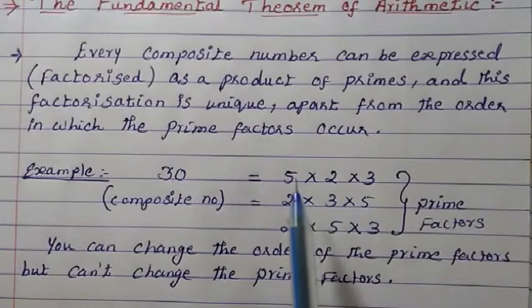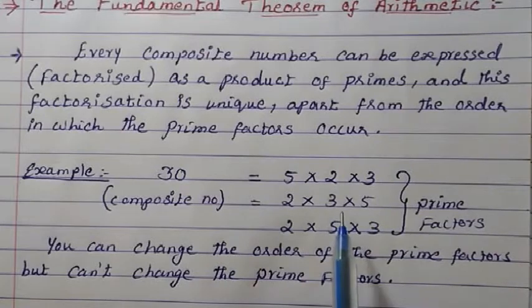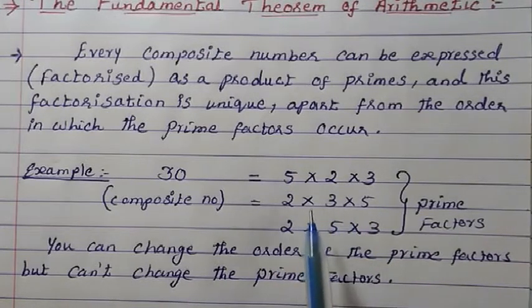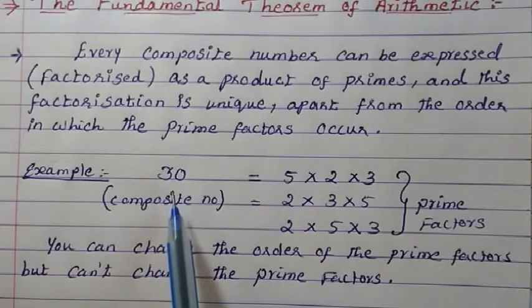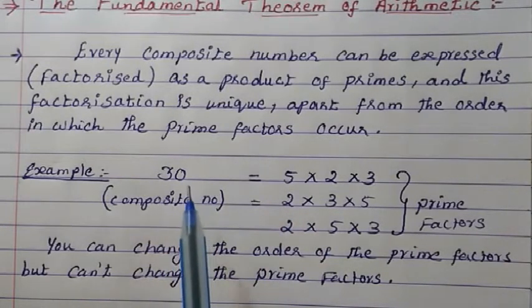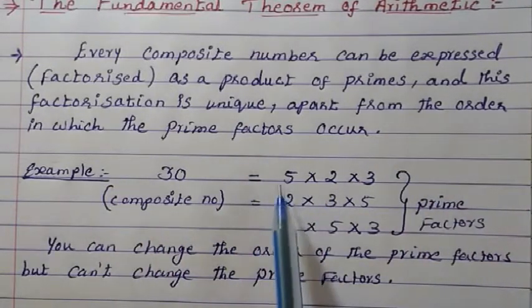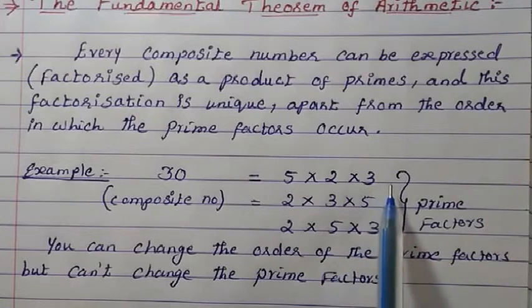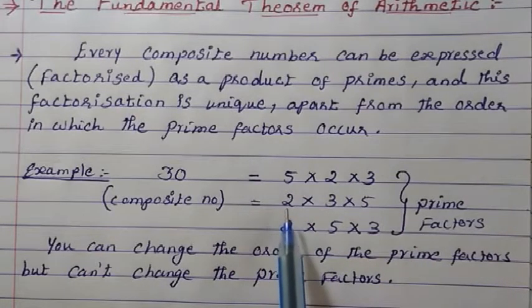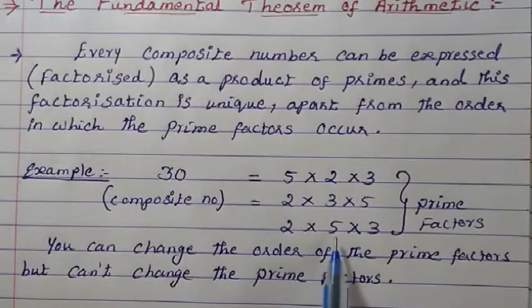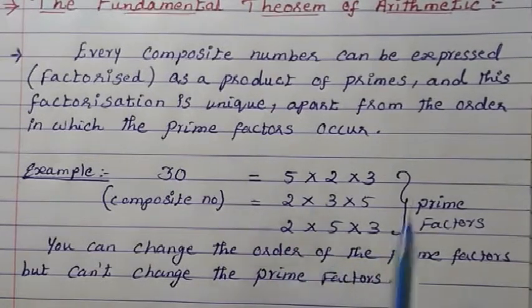These factors cannot be changed. What are the factors? 5, 2 and 3. Here also you see 5 is there, 2 is there, 3 is there. Here also you see 5, 2 and 3. So these 5, 2, 3 are the factors of 30. That cannot be changed, but their order can change. Here we begin from 5, then 2, then 3. Here we started with 2 and then 3 and 5. Here if you are factorizing from 2, then you will do 5 and then 3. The order might change, but the factors remain the same.